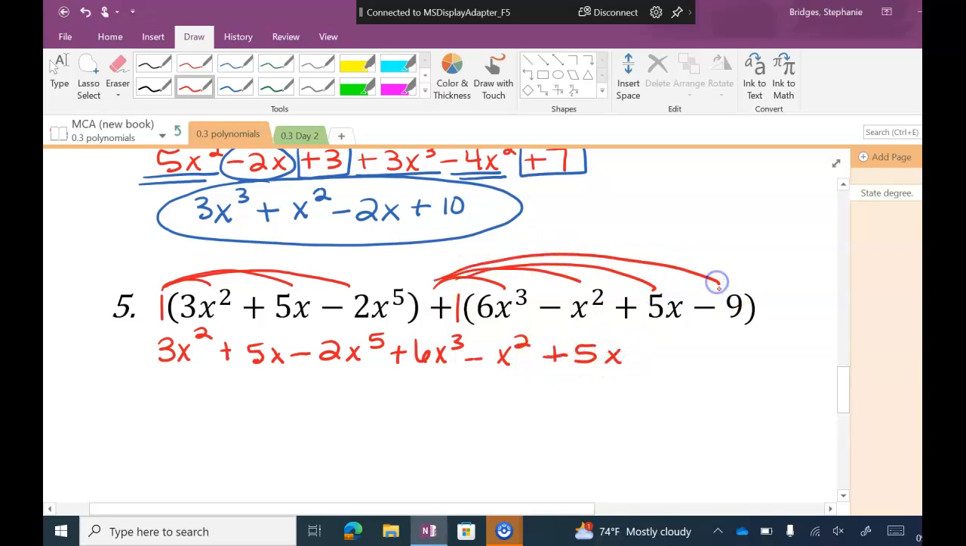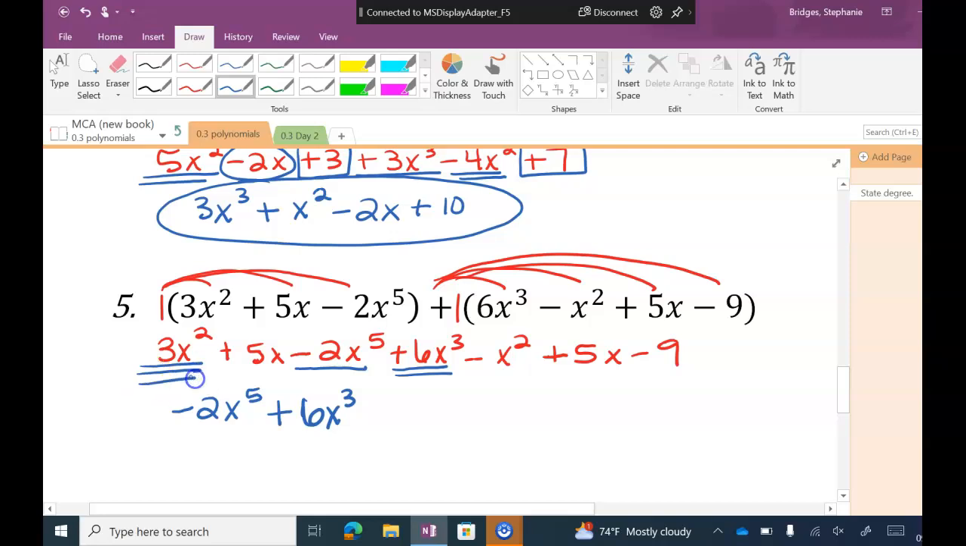And then we just write this in standard form, combining any like terms. What's the highest degree term here? X to the 5th. So that's going to come first, and there is only one of those. So let's see. That negative 2x to the 5th is going to be written first. I do not have an x to the 4th, but I do have an x to the 3rd, and that is the only one of those. So I will bring that down.